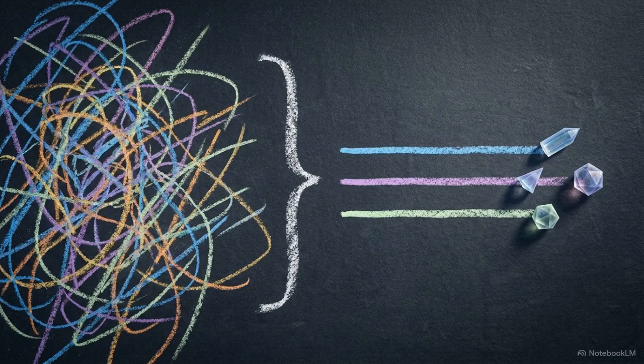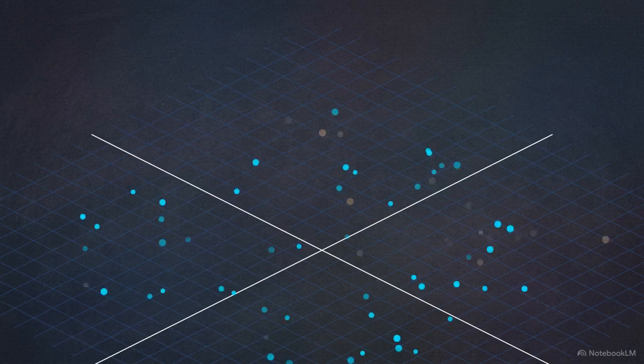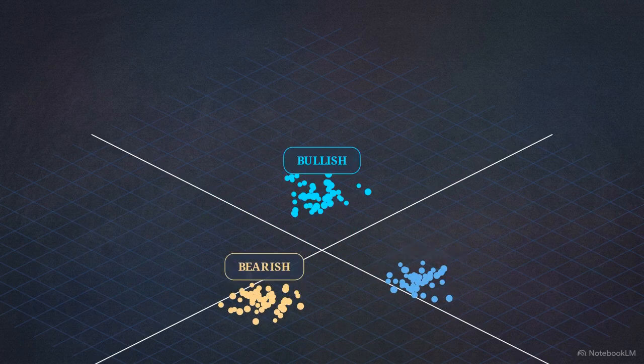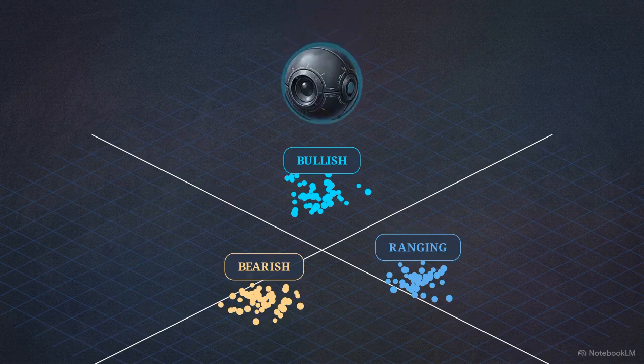Instead of forcing a network to blindly guess future asset weights, the VAE isolates the underlying market structure, turning chaos into readable states. This 3D coordinate plane maps these readable states into a latent space, clustering current market conditions into bullish, bearish, and ranging environments.